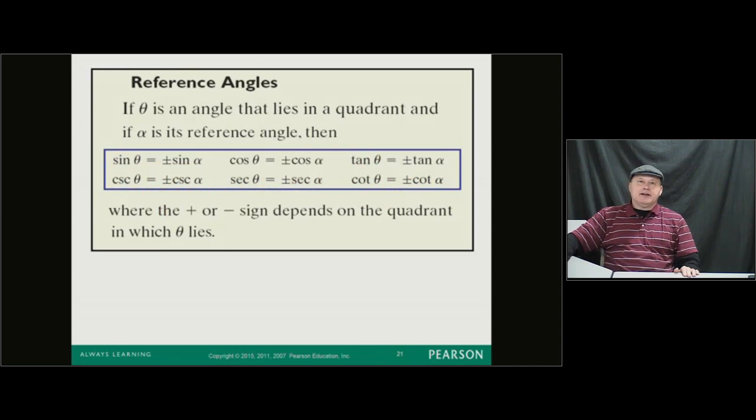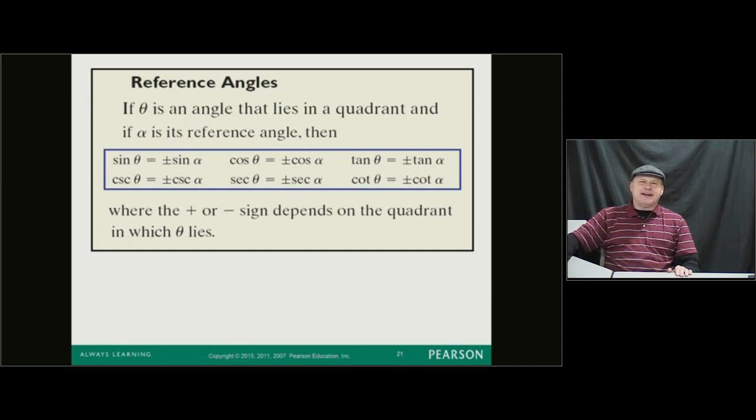So let's begin. A reference angle: if theta is an angle that lies in a quadrant and alpha is its reference angle, now alpha, remember, is between 0 and 90 degrees. So if you want to take the sine of theta, then it's either plus or minus the sine of its reference angle. If you take the cosine of theta, now remember theta could be any angle, but you have to find its reference angle. So the angle could be 543 degrees, and you want to take the sine of 543 degrees. If you can find where 543 is at and find its reference angle, you can find the value another way. So if you take the tangent of theta, that's going to be plus or minus the tangent of alpha. And again, alpha is its reference angle.